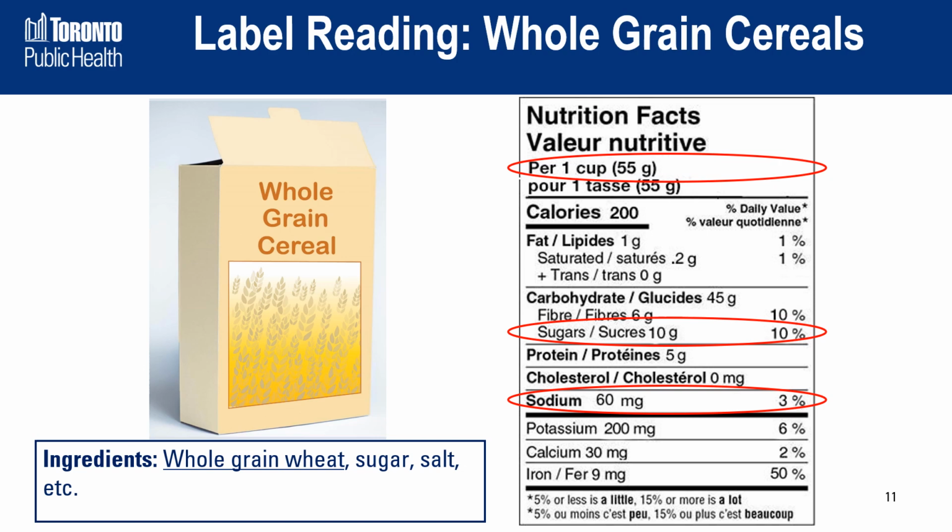So we can ask ourselves those 3 questions mentioned earlier. Number 1, is whole grain, whole wheat, or bran the first ingredient? Yes. Is the percent daily value for sodium less than or equal to 10%? Yes. Is the sugar less than or equal to 8 grams of sugar per 30 grams of serving?